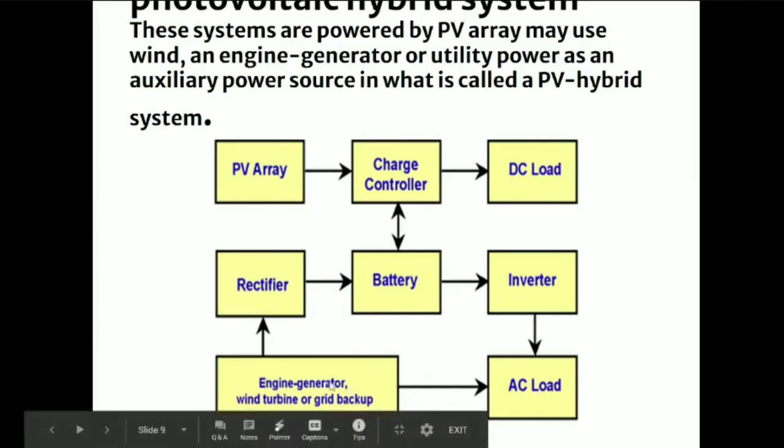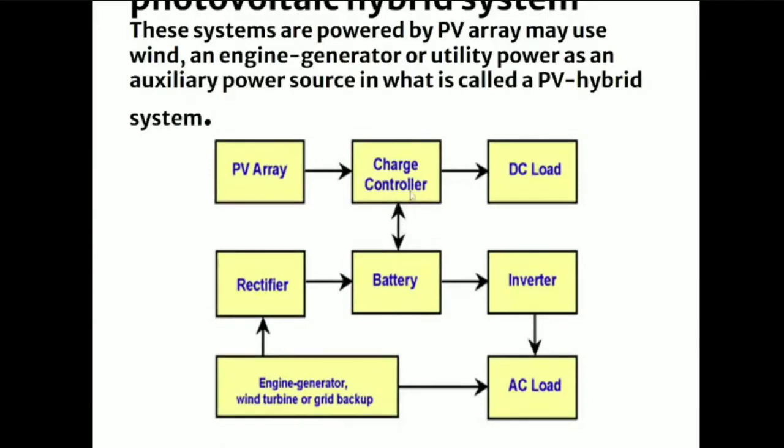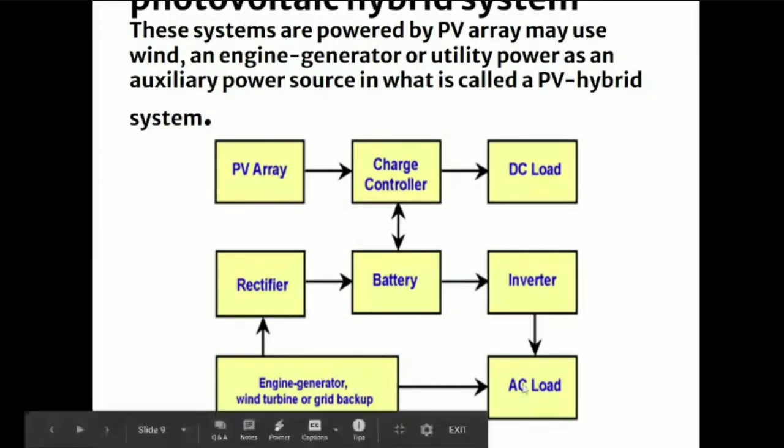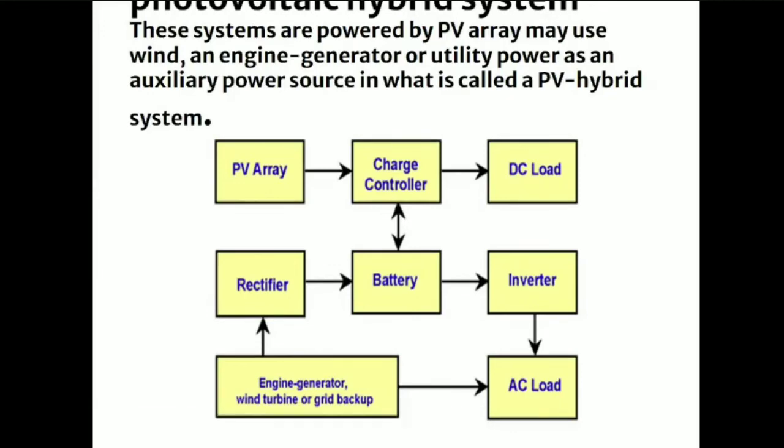If there is no power supply from the PV array as well as the battery, we can have engine generator, wind turbine or grid backup. Using a rectifier, we can rectify the power output from these utilities and store in a battery. If storage is not required, we can go to the charge controller and DC loads can be driven. If it is an AC load, the engine generator or wind turbine can directly drive the AC load. This is the hybrid PV system, which is a little bit complicated compared to the standalone as well as grid connected systems.